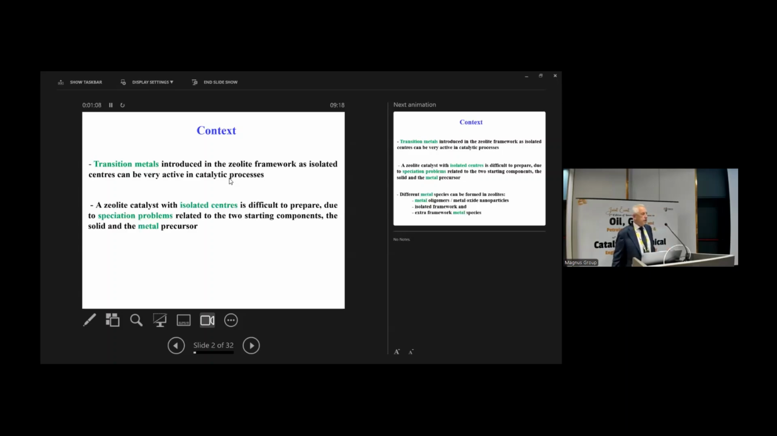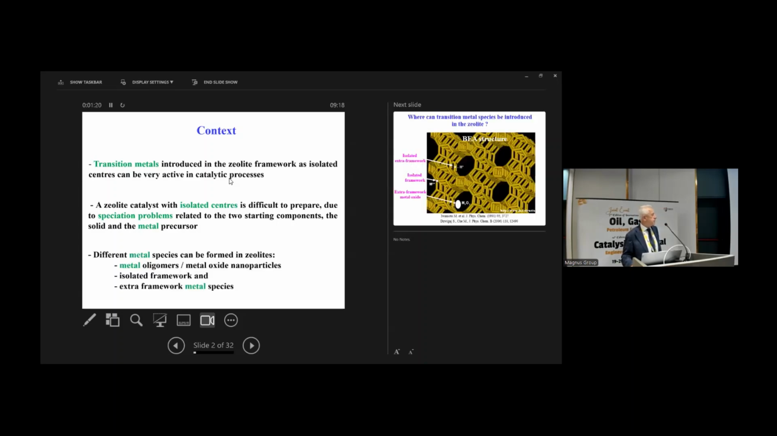A zeolite catalyst with isolated centers is difficult to obtain due to a specific problem related to the two starting components, the solid and the metal precursor. In the zeolite, different metal species can be formed: metal oligomers, metal oxides, isolated framework, and extra-framework metal species.